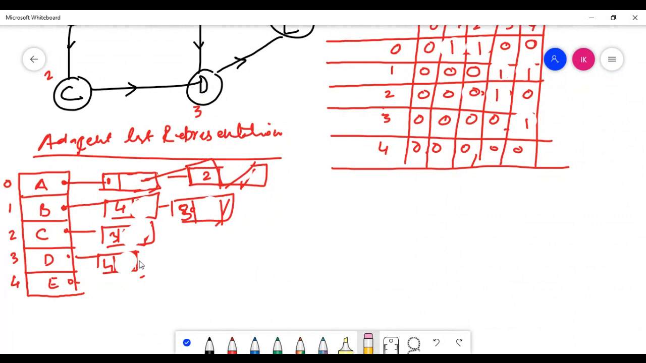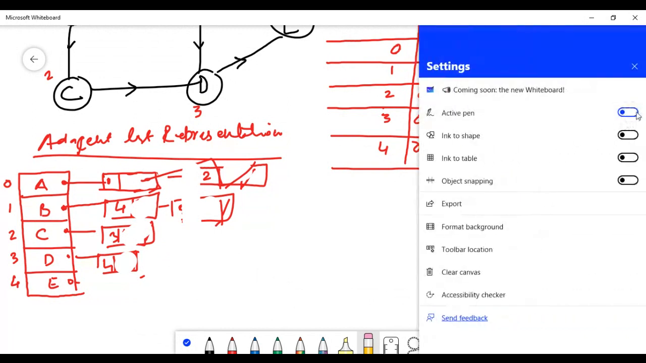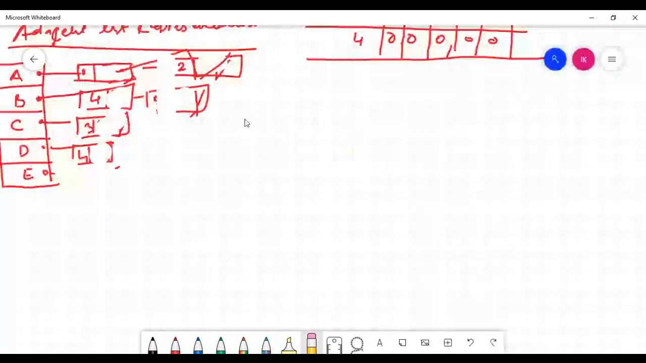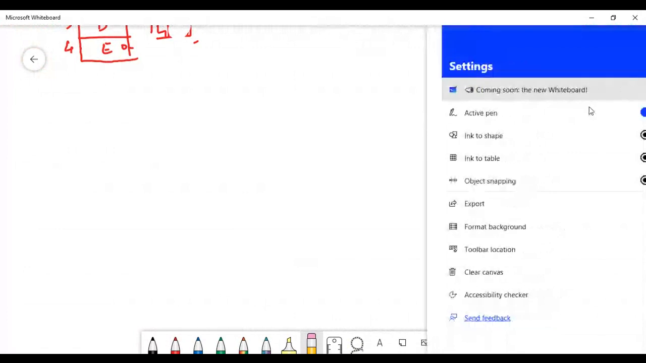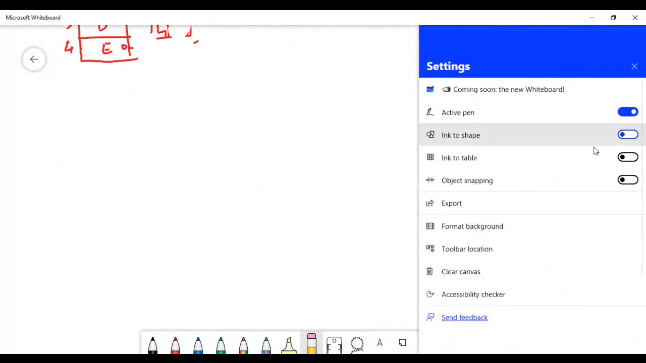Good. Now after that there is one more thing, BFS and DFS. I have explained it many times. I don't know how you do not remember this.